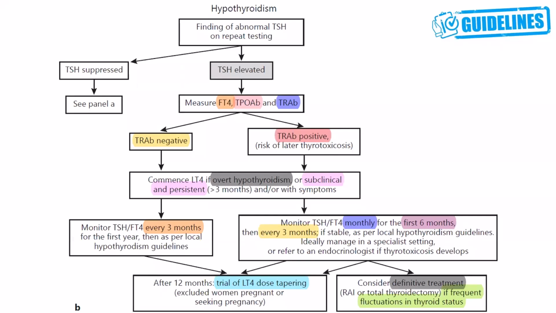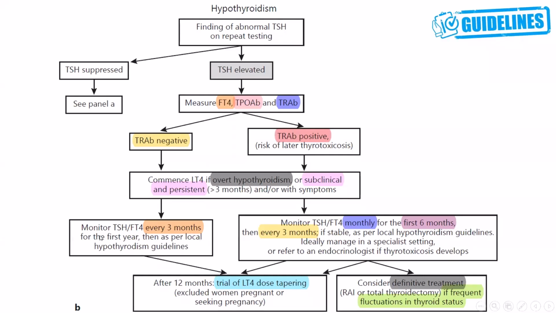But if TSH receptor antibody is negative, this is usually a case of mostly Hashimoto's thyroiditis or autoimmune thyroiditis. And in this situation, I will start levothyroxine in a case of overt hypothyroidism, low free T4 with elevated TSH, or in a case of symptomatic subclinical persistent hypothyroidism more than 3 months.